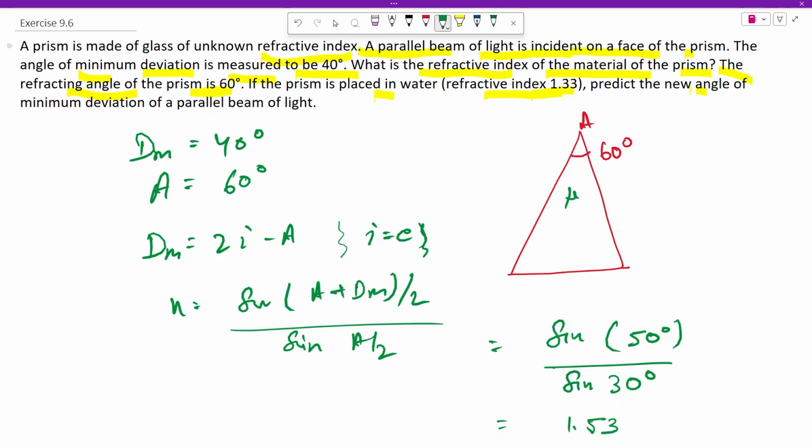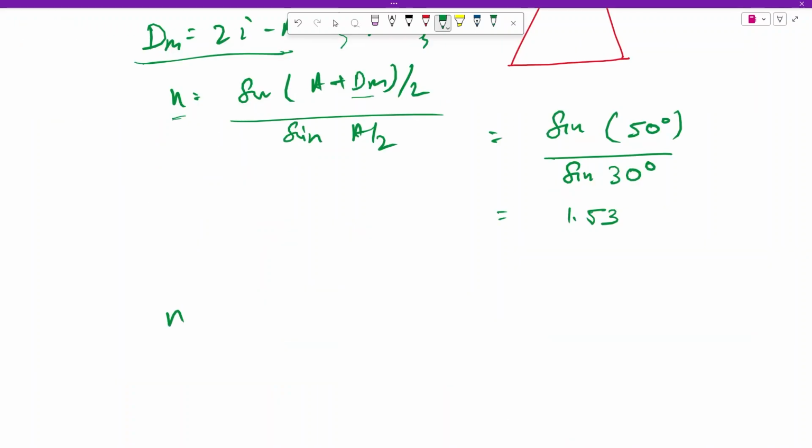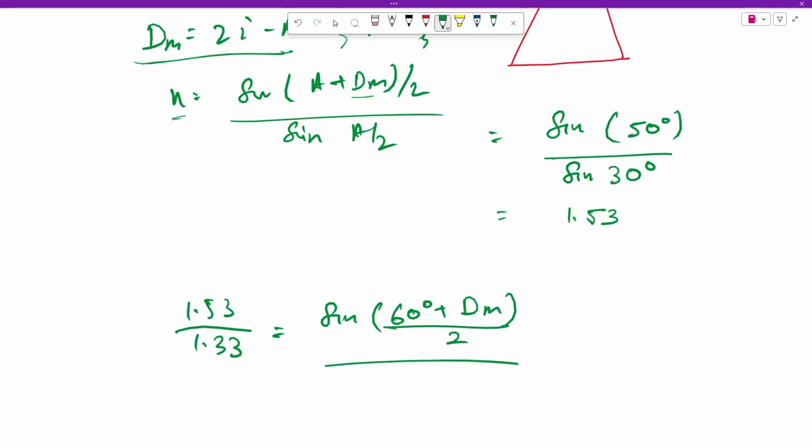Now we have to find out what if the prism is placed in water. What will be the new angle of minimum deviation? Refractive index of the prism, that is 1.53. This formula will turn out to be 1.53 by that of the incident media, that is water, 1.33. This will give us sine of (A plus Dm) by 2, where A will be constant because the prism is the same, and that is 60 degrees, plus Dm we have to find out. So Dm will be unknown, by 2 divided by sine of A by 2, that is 30 degrees.